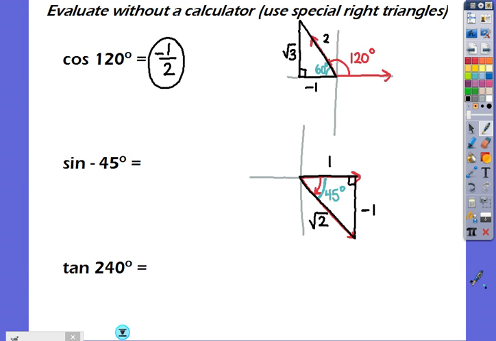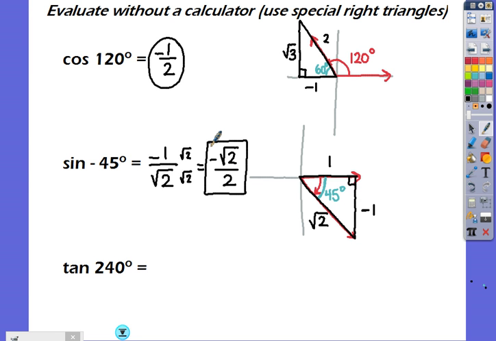Once you have your reference triangle drawn, we can do our SOHCAHTOA. So sine of that reference angle is opposite over hypotenuse, negative 1 over the square root of 2. Not going to let you leave it like that, so we'll have to rationalize our denominator. Final answer, negative square root of 2 over 2. Now, even if you did type that in the calculator to give you some ugly decimal, we're looking for that exact answer.